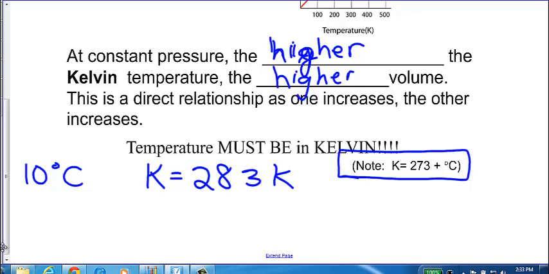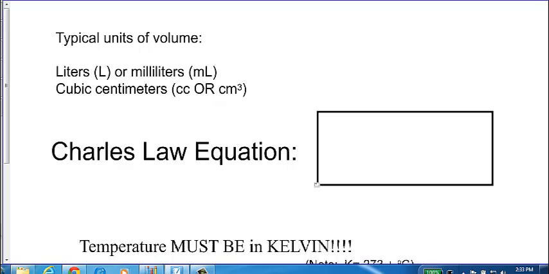You just take 273 and add it to your Celsius temperature. When we are calculating with these, temperature always has to be in Kelvin.